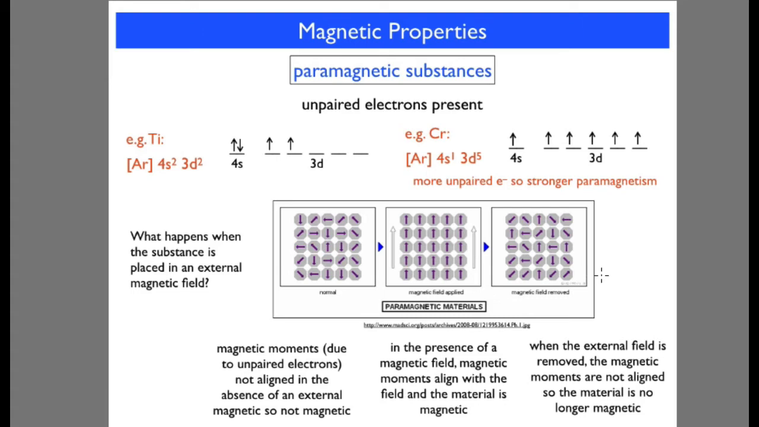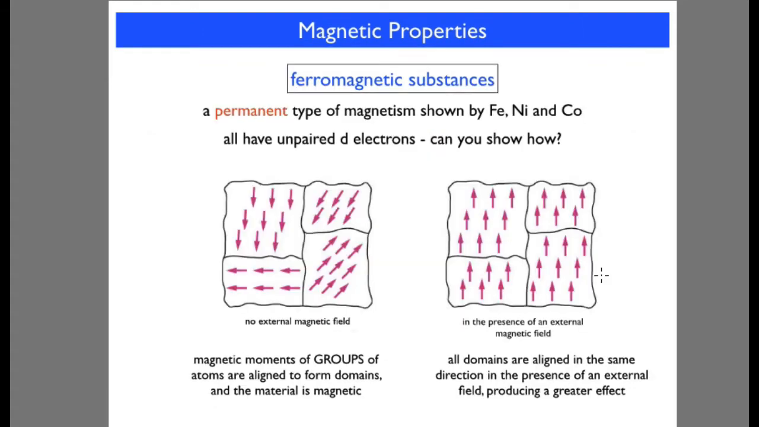And finally, ferromagnetic substances. This is a permanent type of magnetism and is shown by iron, nickel and cobalt. That's right, only iron, nickel and cobalt. They all have unpaired d electrons.